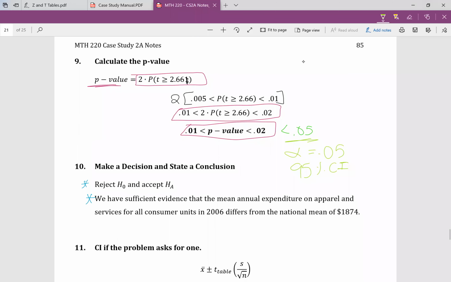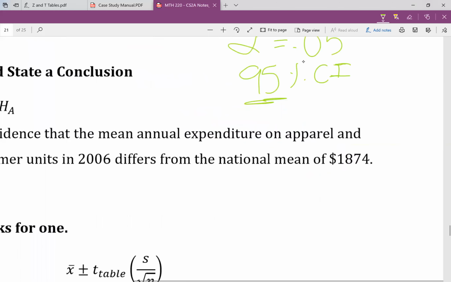So we want to start with our confidence interval formula: x bar plus or minus some value from the t-table times s divided by the square root of n. How we get that value from the t-table is going to be derived from this 95%. I'm going to zoom in right here.